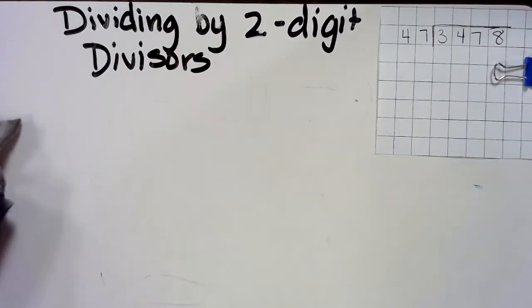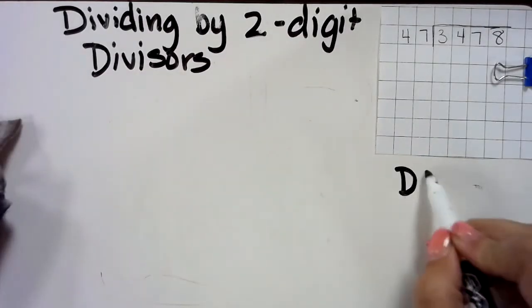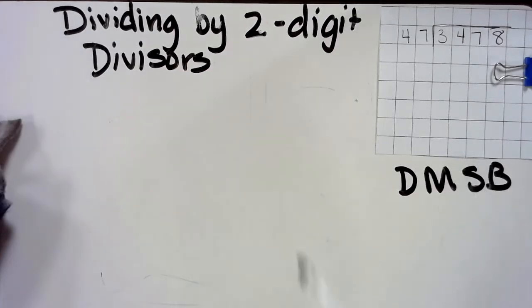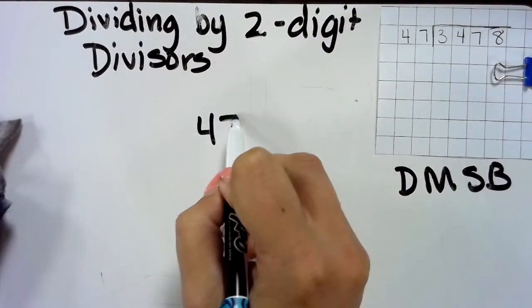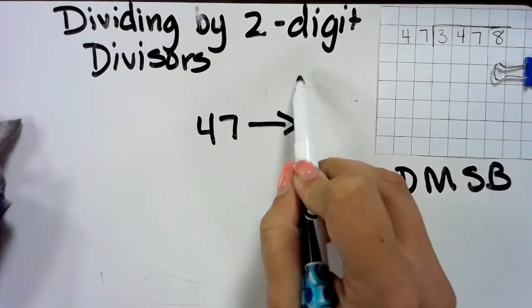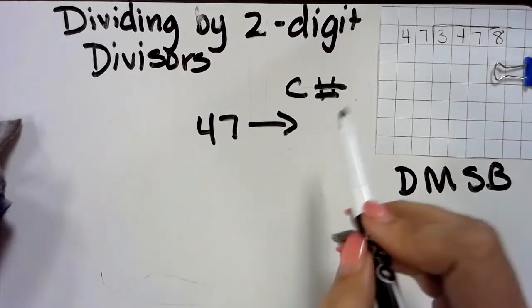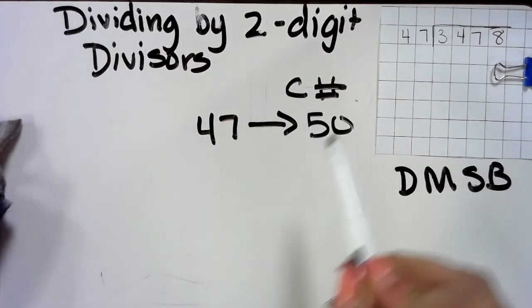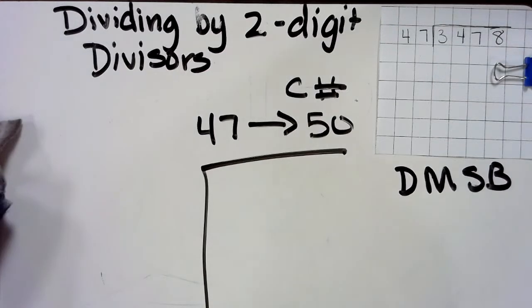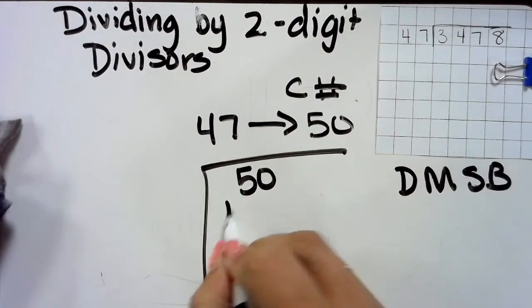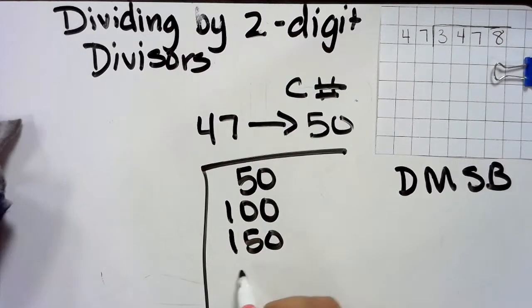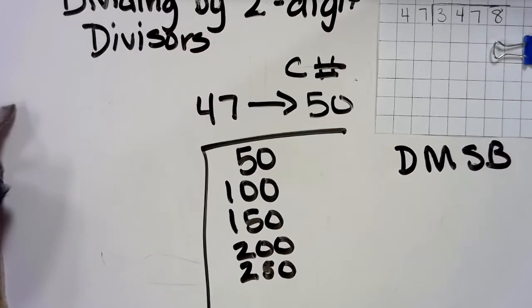Okay, I'm going to start another one for you. So I'm going to start by putting my rule DMSB. I know that I'm dividing by 47, but that's a hard number. So I want a compatible number. A C number, a compatible number. So what's a number close to 47, a good estimate that would be easy to think of in your head? Okay, let's try 50. So I'm going to make my little box of compatible numbers, and I'm going to go 50, 100, 150, 200, 250.